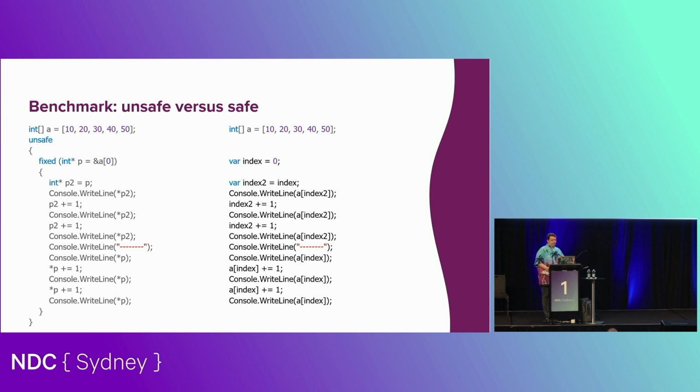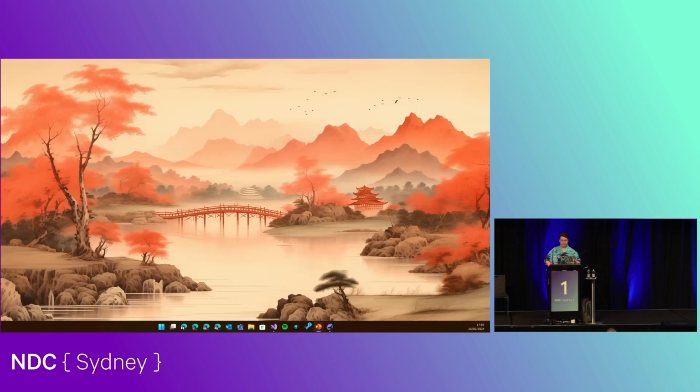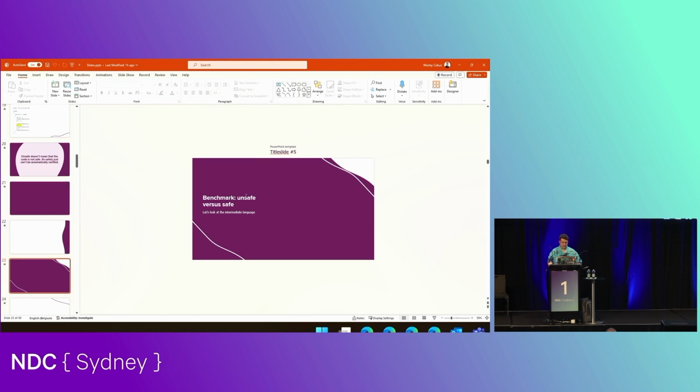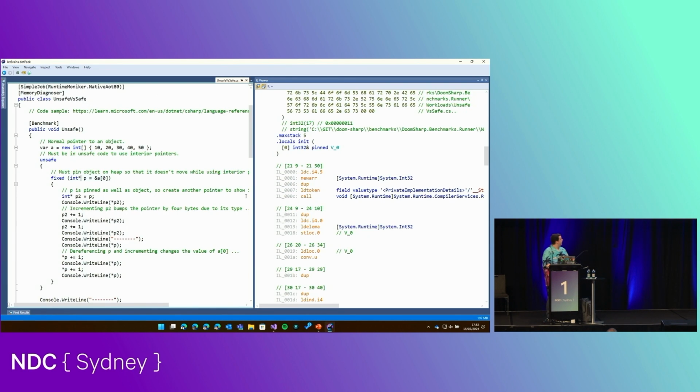So typically, the answer would be performance. Okay, let's benchmark. But before I benchmark, let me quickly show what is being generated behind the scenes. So if I jump over to the intermediate language, is this readable for everyone? All right, cool.